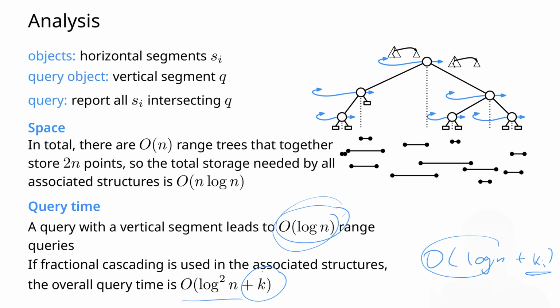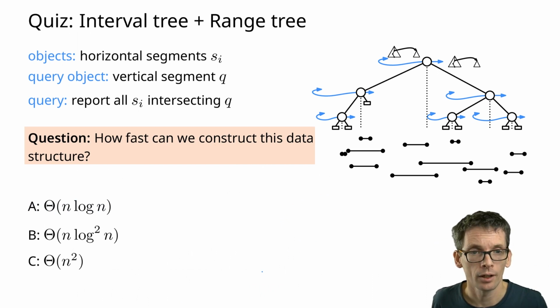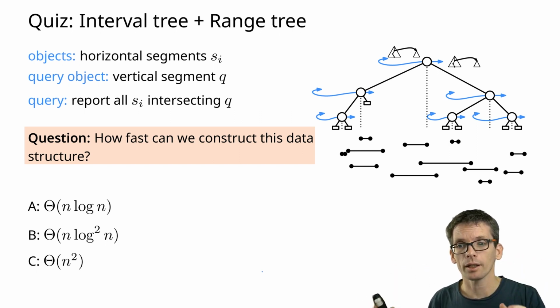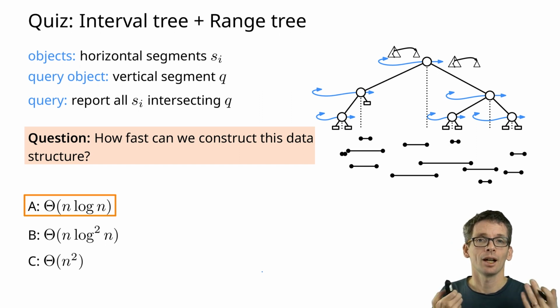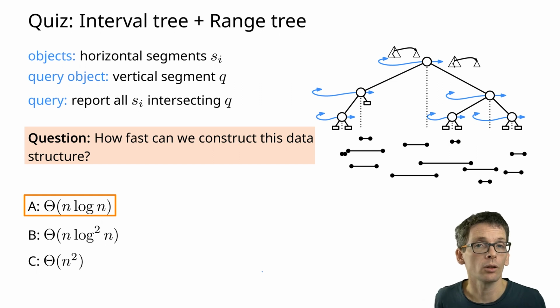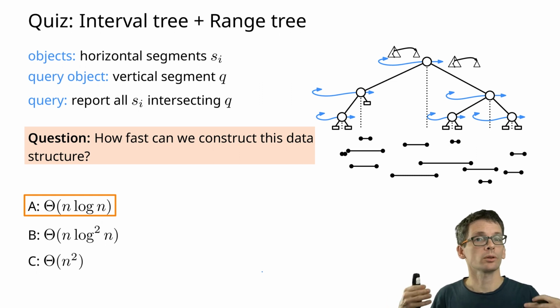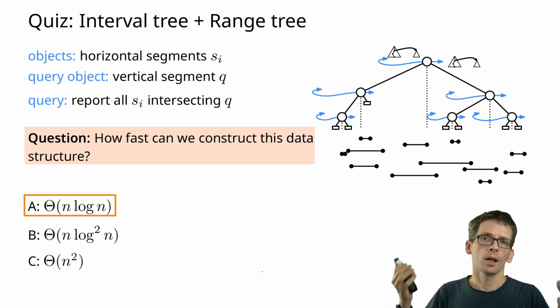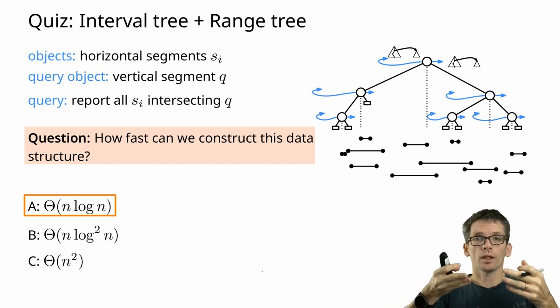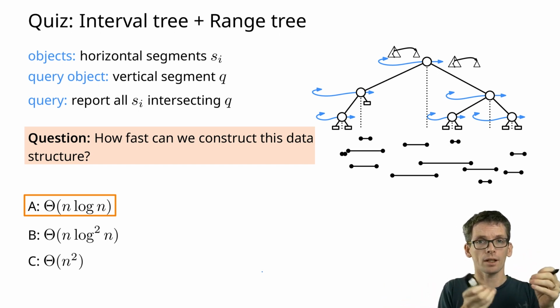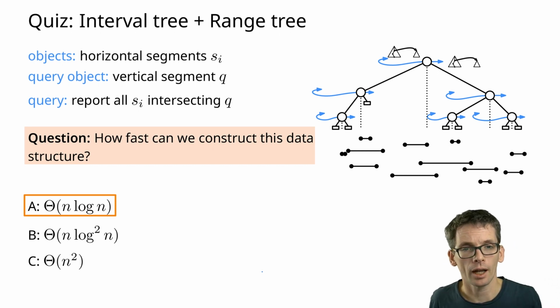One more question. How much time does it take to construct this data structure? A, order n log n time, B, order n log squared n time, or C, order n squared time. All of this takes order n log n time. Why? Because constructing an interval tree takes order n log n time, and then I need to build all of these small range trees. Building a range tree on n points takes order n log n time. Again, if I sum all of this up, I will get order n log n.